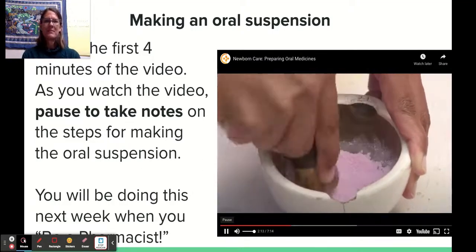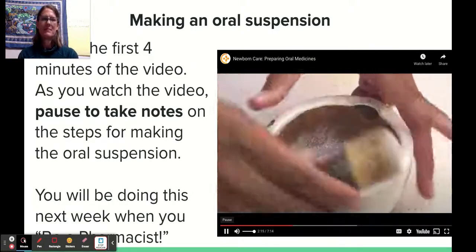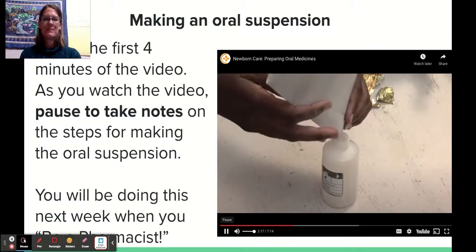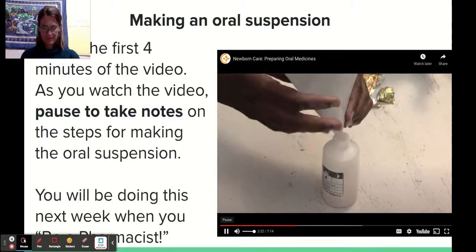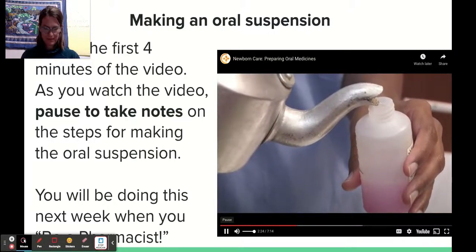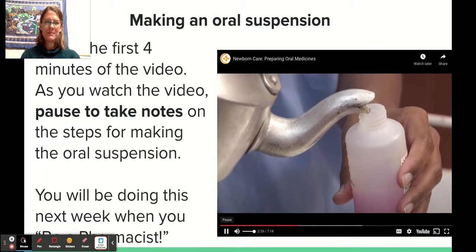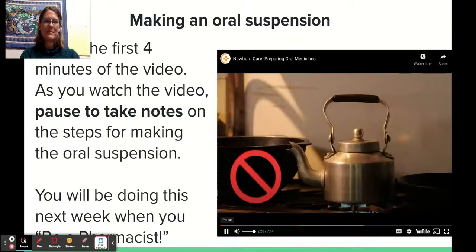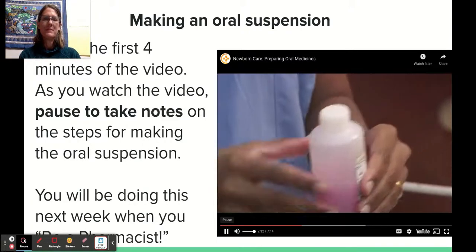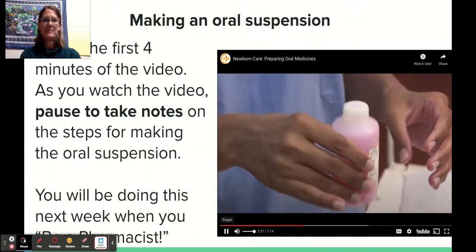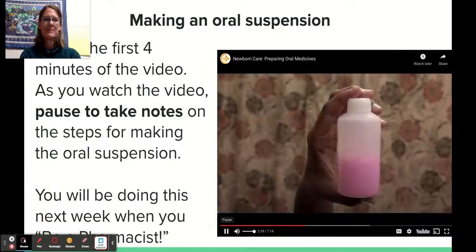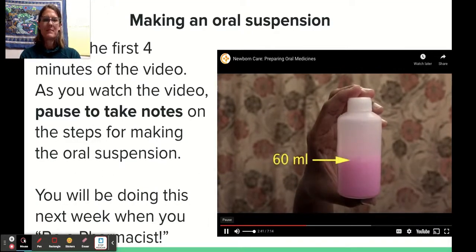Grind the tablets into a fine powder. Carefully pour the powdered medicine into the bottle. Add 60 milliliters of water that has been boiled and cooled. Don't use hot water. It will make the medicine useless. Shake the bottle to mix the medicine well. This preparation allows a little extra medicine to cover for spills and losses.